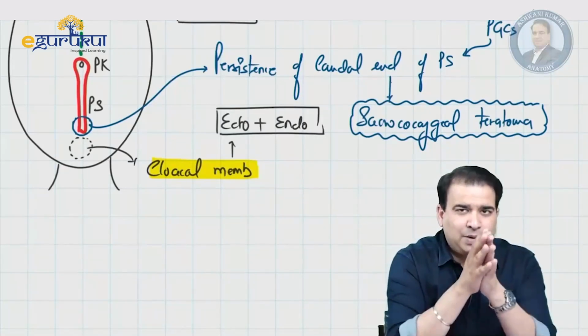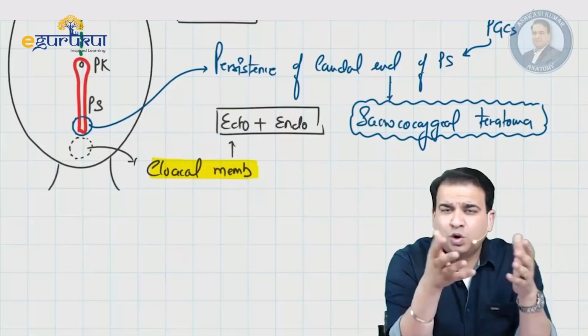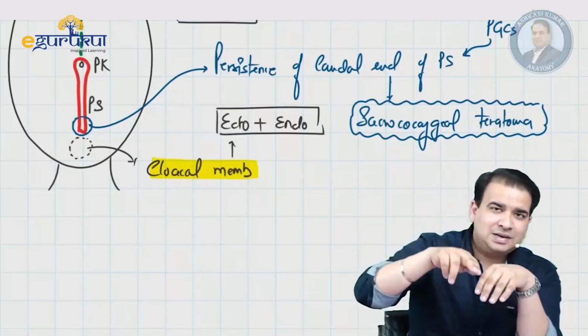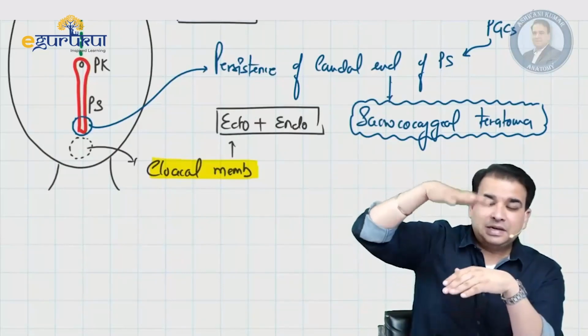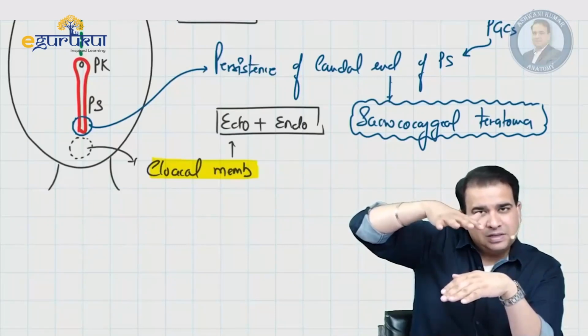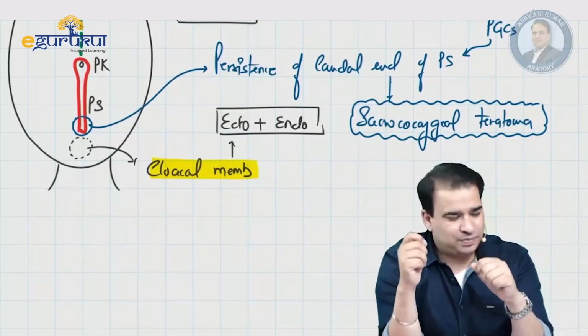What about the notochord? What is the purpose of the notochord first of all? Why is the notochord formed? When the notochord is running in the axial mesoderm, its main function is to stimulate the surface ectoderm and convert that surface ectoderm into the neuroectoderm. Let me explain that to you.